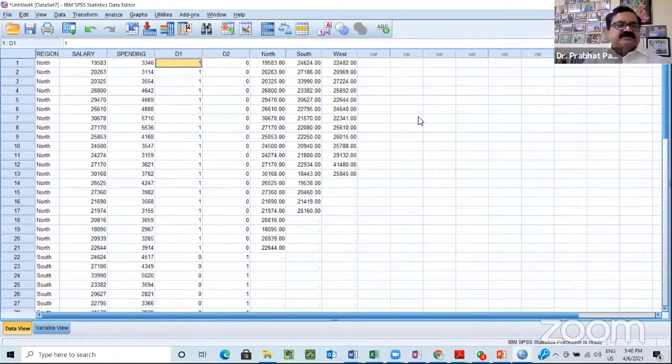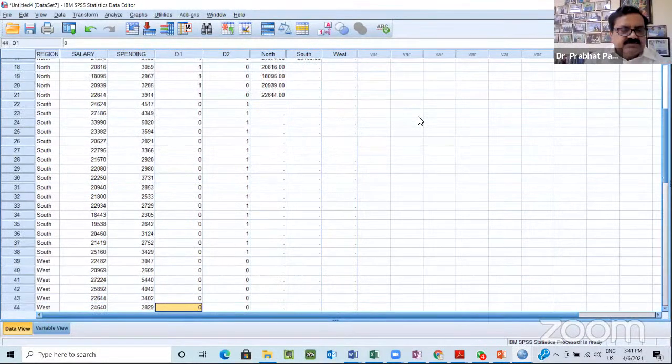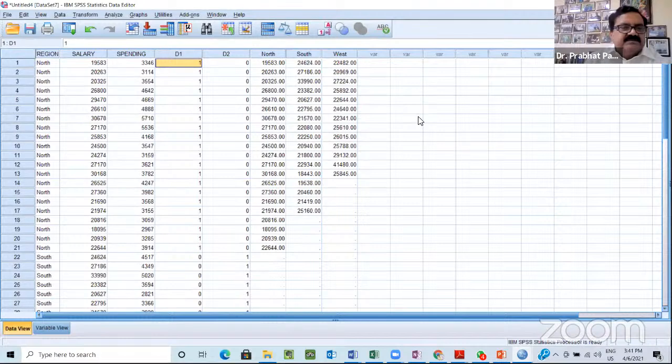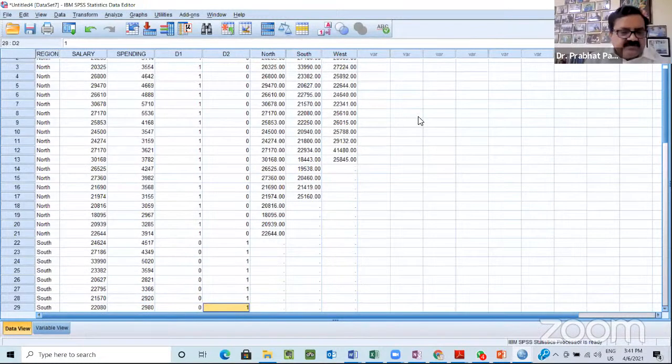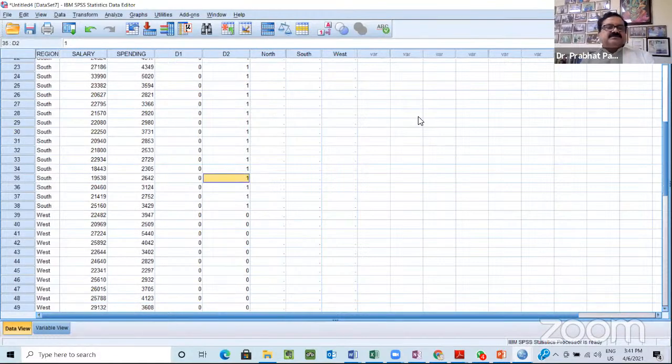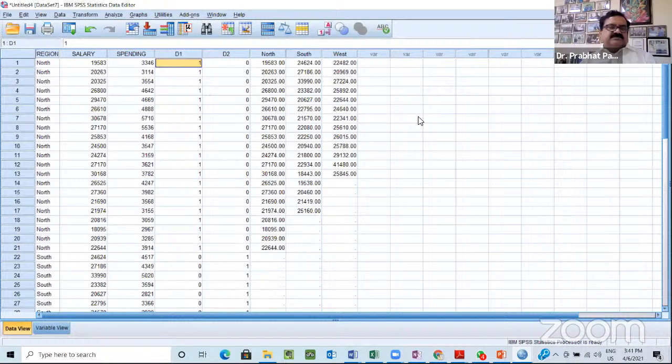So for example, here in dummy 1, the north dummy is 1 1 1 1 1. You can see here we have put all 1s for the north, and when it comes to south and west, they are all put equal to 0 0 0 0 0. So it becomes the dummy for the north. Likewise, when we created the dummy for the south, then north becomes 0 0 0 0 0, and south becomes 1 1 1 because it's a dummy for the south, and then west becomes 0 0 0 0, right? So these are the two dummies that we have created. So it is an easy process to create a dummy.